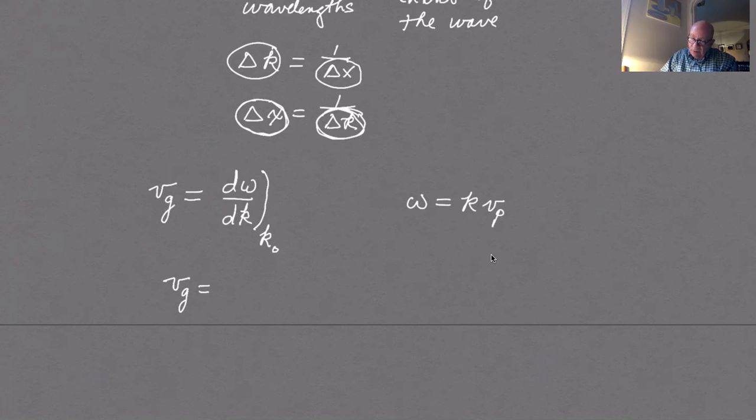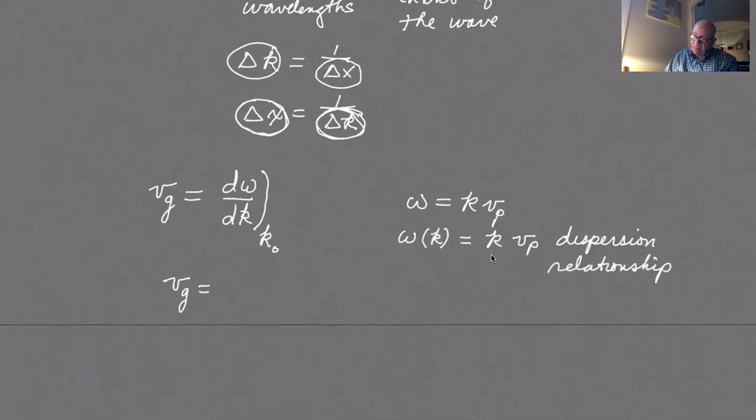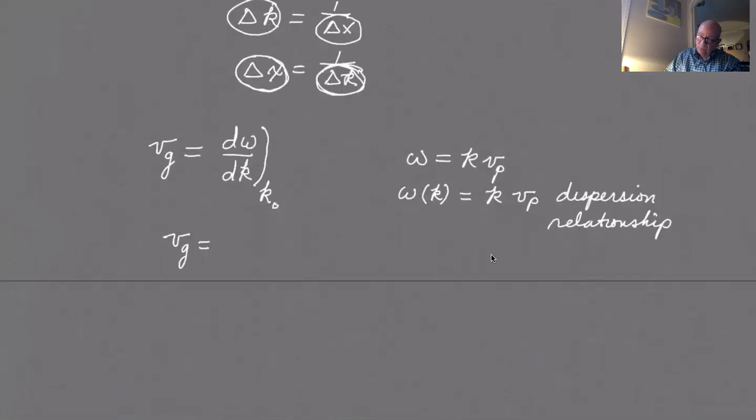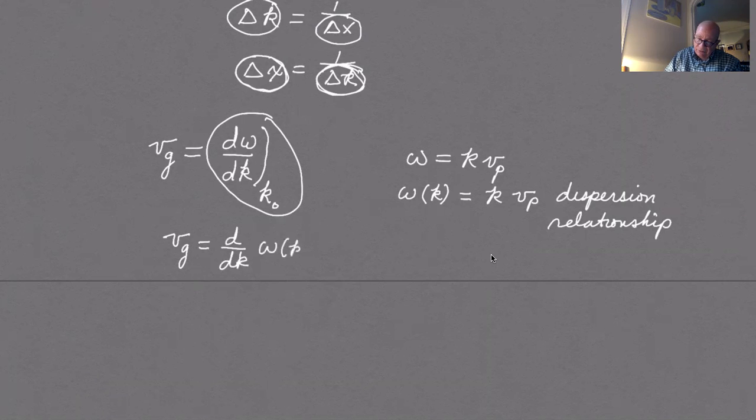And so omega then actually is a function of k, right? And so we write it like this. And this is called a dispersion relationship. And so one then can get the group velocity, which is nothing more than the derivative of omega with respect to k. So that's going to be the derivative with respect to k of omega as a function of k.